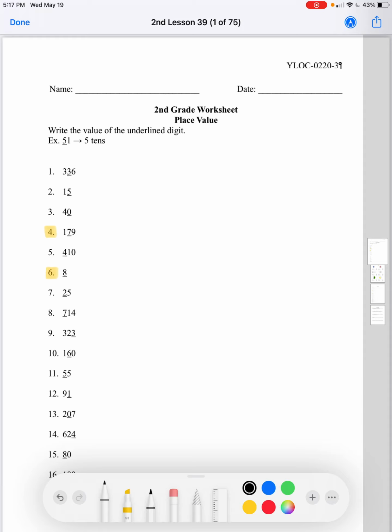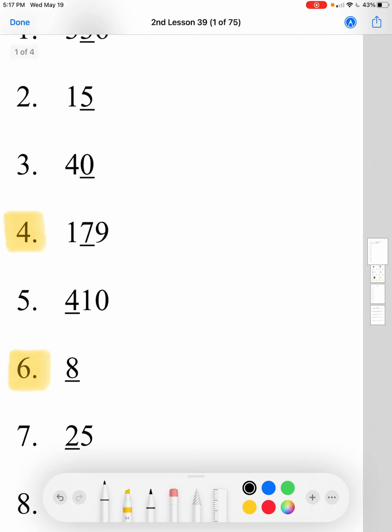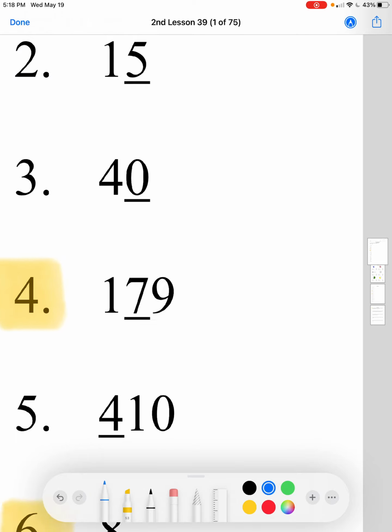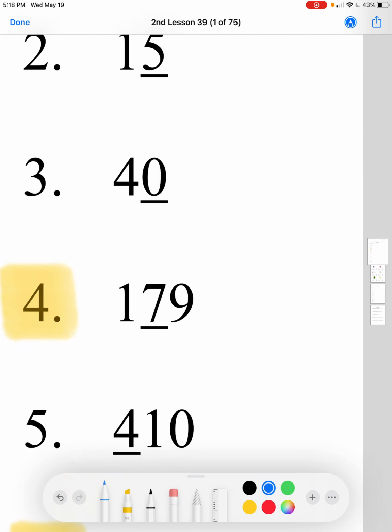So the directions say to write the value of the underlined digit, and we're going to be starting with number 4. We have the number 179 and the number that's underlined is the 7. So first we have to make sure we know which number is in which place. Again, we're always going to start from here. We have the ones place right here. Then right next to that would be the tens place. And then the next place on the left would be the hundreds place.